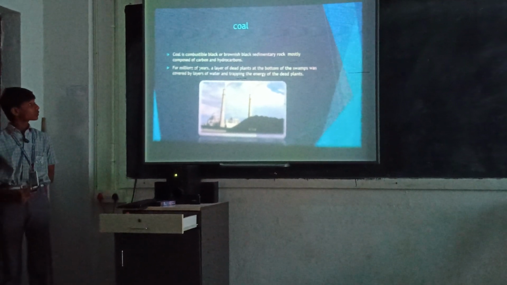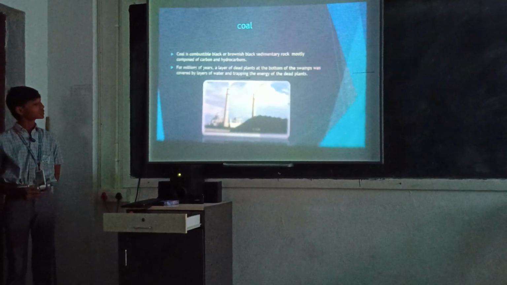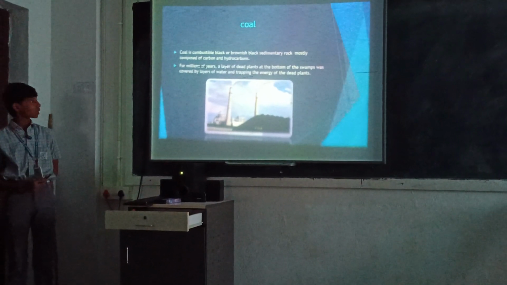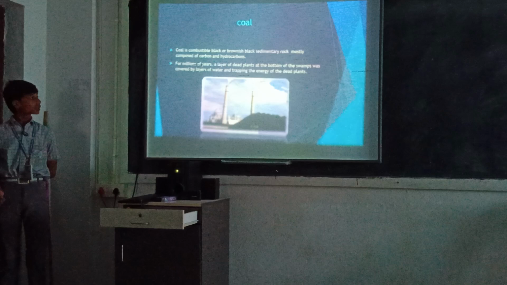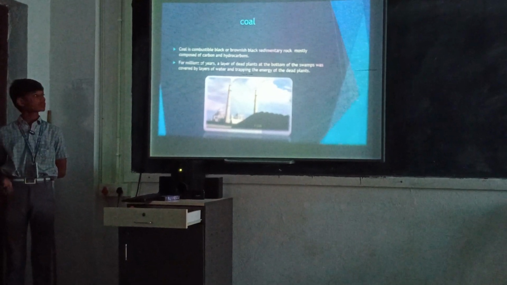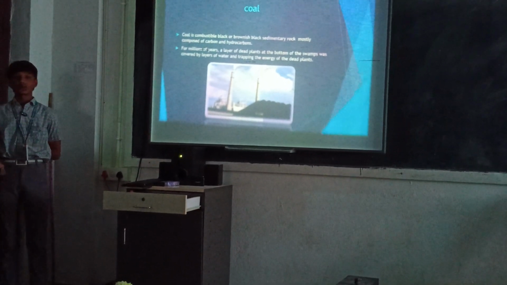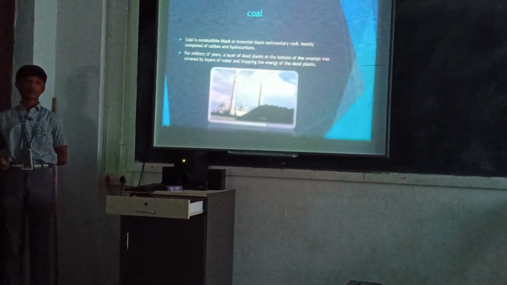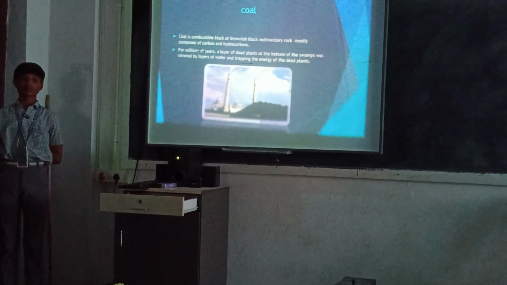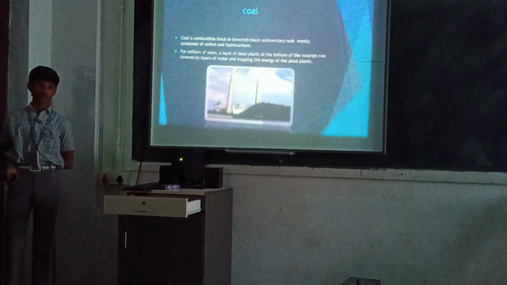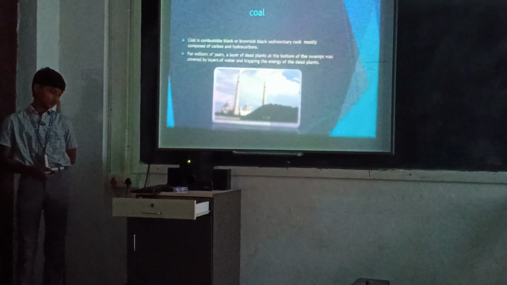For millions of years, a layer of dead plants at the bottom of the swamps was converted by the water, trapping the energy of the dead plants. From this, the layers of heat engines convert the coal.